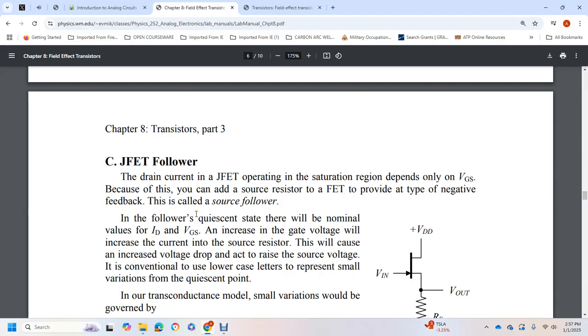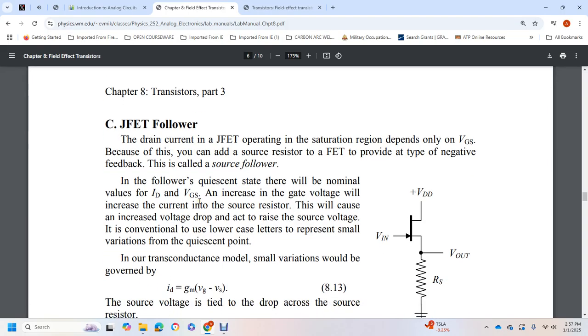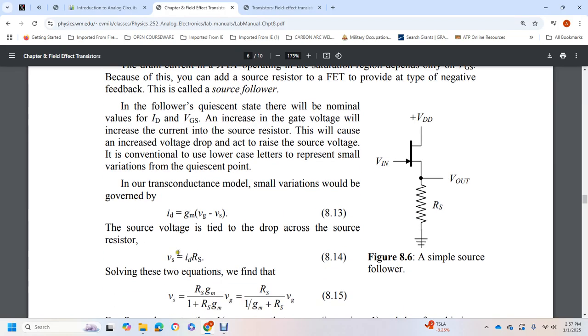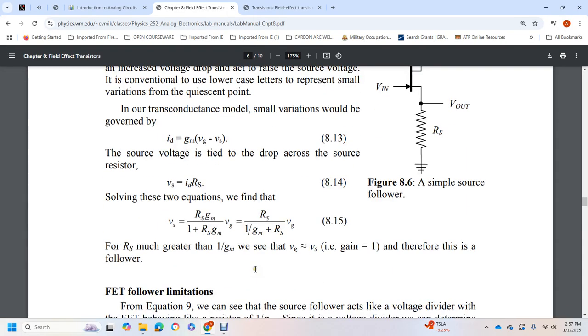This will cause an increased voltage drop, and the source voltage rises. Conventionally, lowercase letters represent the small variations from the quiescent points. In our transistor models, these variations are governed by i_d equals g_m times (v_g minus v_s). The source voltage drop across the source resistor, v_s equals i_d times R_S. These two equations can be solved together.